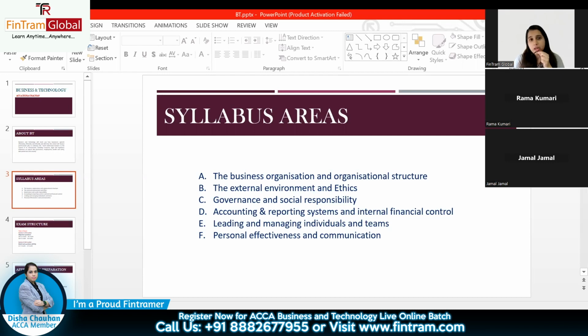Then training and development: how training is a little different from development, what the differences are, what the different features of training are, what the features of development are, what on-site training is, and off-site training. So all of this is something that will be covered here.